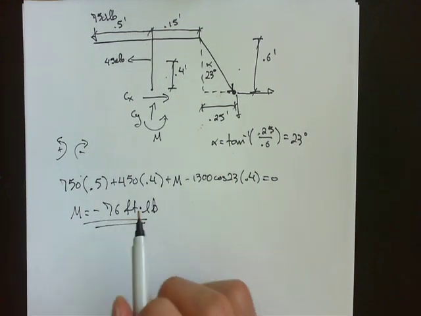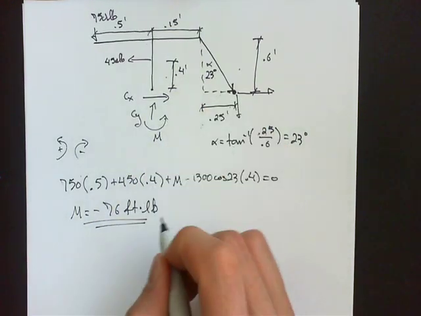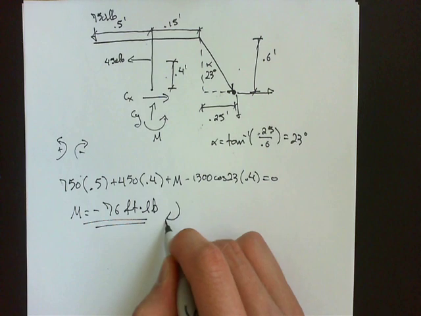Since it's negative, it tells us that our assumption that the moment goes counterclockwise is wrong. The moment is actually going clockwise.